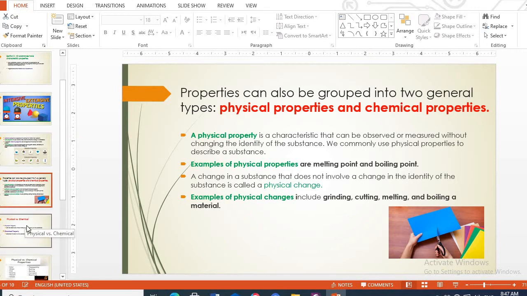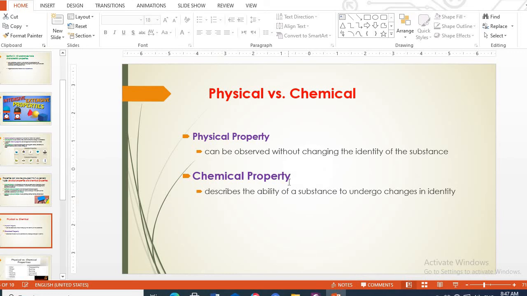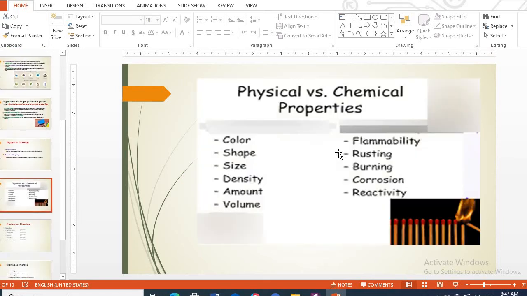But a chemical property describes the ability of a substance to undergo change in identity. So it's something you observe, but a change happens in the identity of the substance, like flammability, rusting, burning, corrosion, reactivity. Flammability, burning. When you burn wood, what happened? The wood changed totally into ash and carbon dioxide. So something changed, the identity of the substance changed.